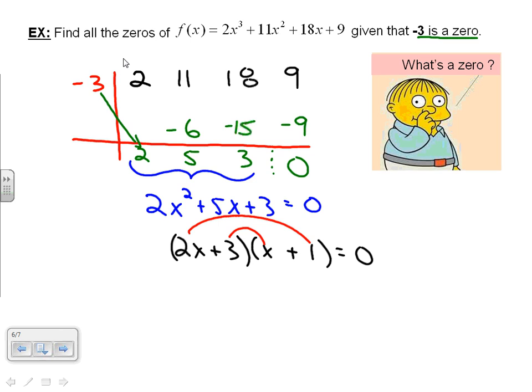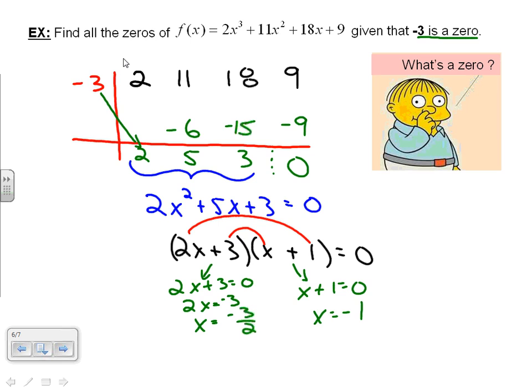So then I'm going to solve these individually. 2x plus 3 equals 0. 2x equals negative 3, or x equals negative 3 halves. And from the second one here, I get x plus 1 equals 0, or x equals negative 1. So I confirmed that negative 3 was a 0. And then from that, I actually got the other two zeros.